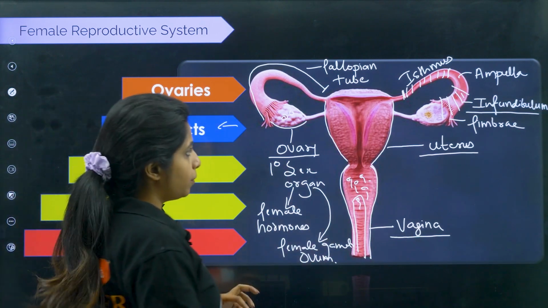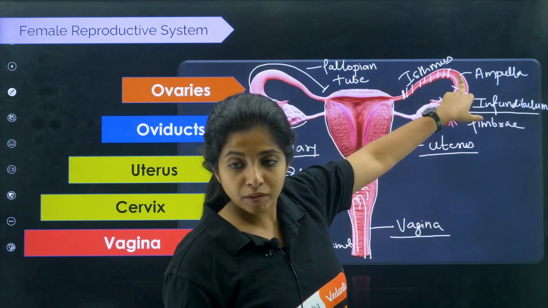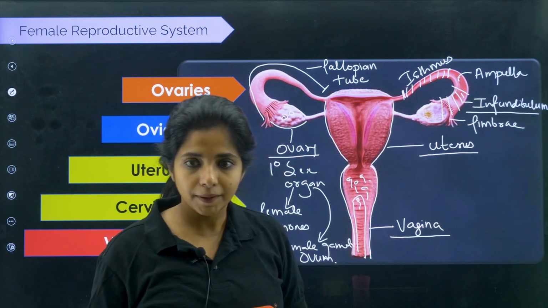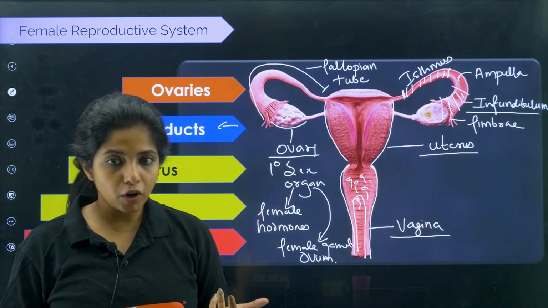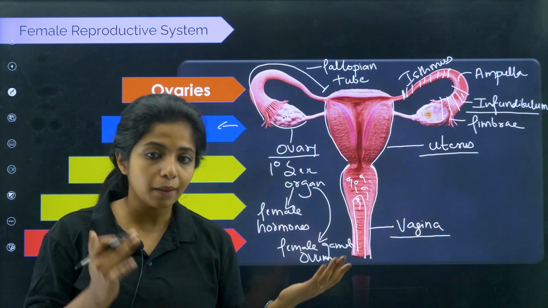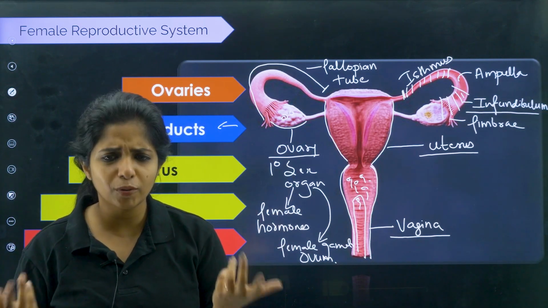Now suppose the ovum and the sperm met there, fertilization happened. Now, zygote is being formed. This zygote will later form an embryo, and this embryo has to get nourishment to form a fetus. Who will provide the nourishment?